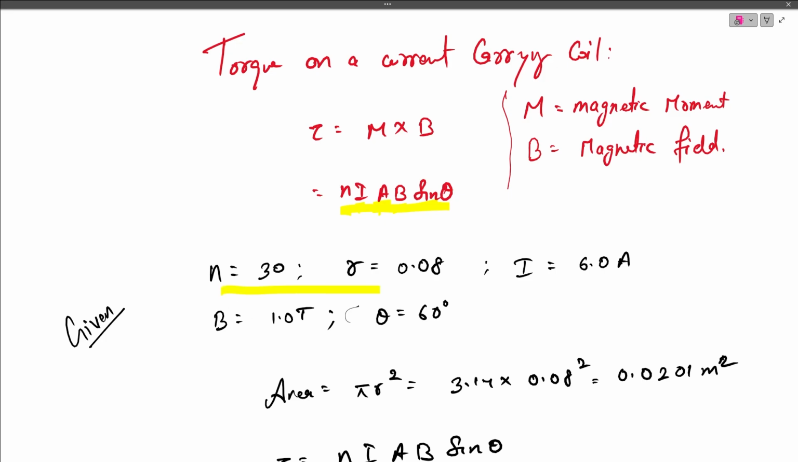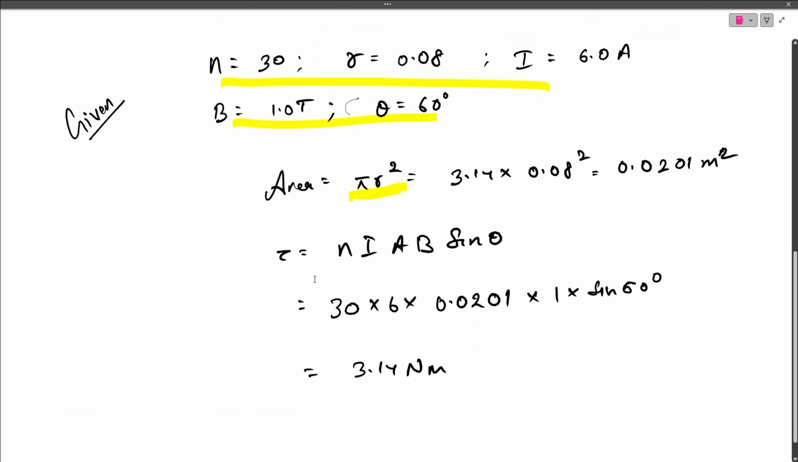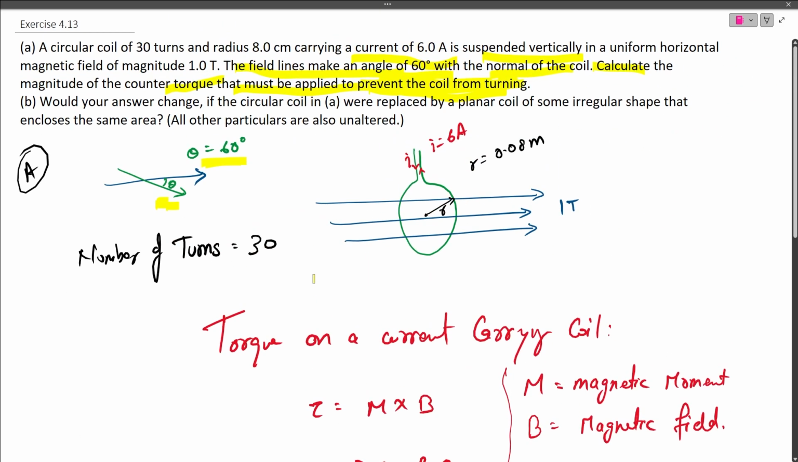Now we have been given this data, we need to find the area, which we can find out since it is a circular coil. So pi r square, we will use this formula to find the area, and substituting the values we will get a value of 3.14 Newton meter.